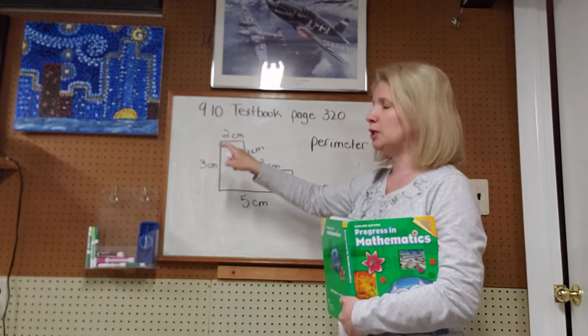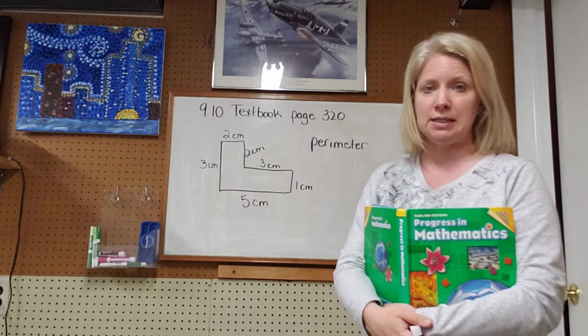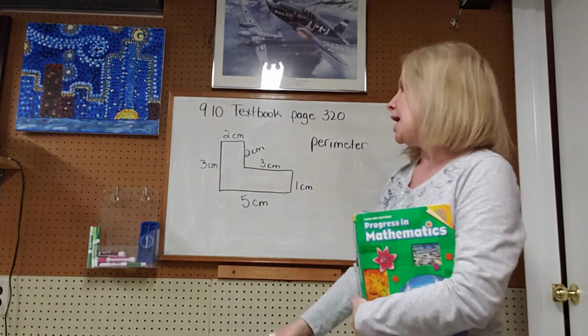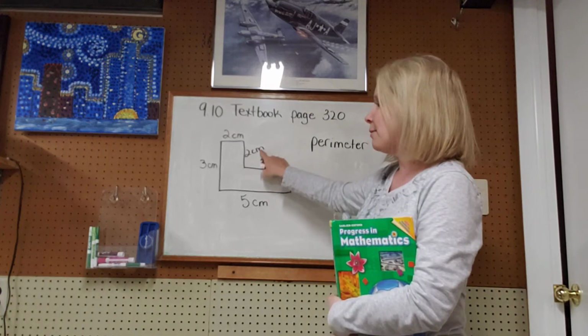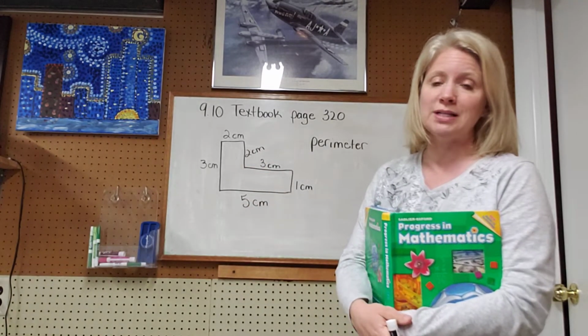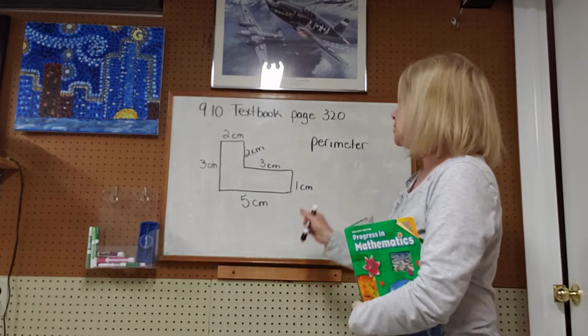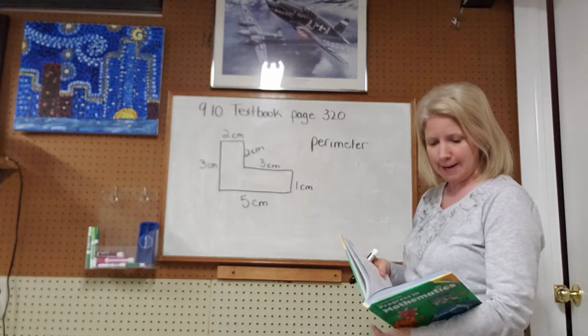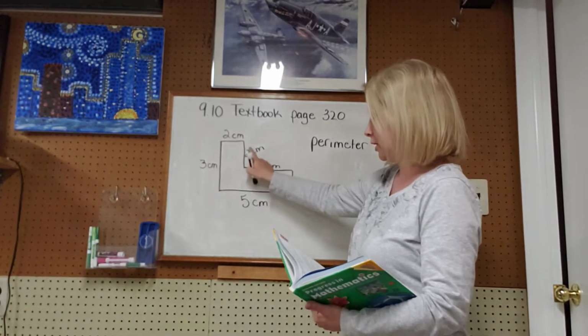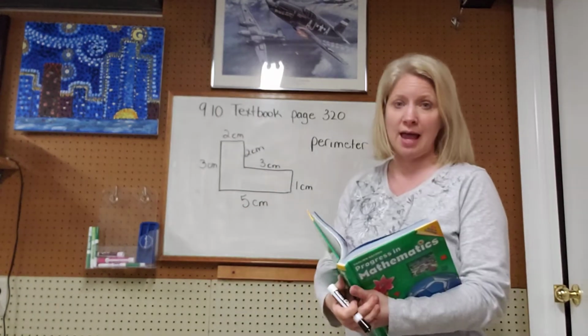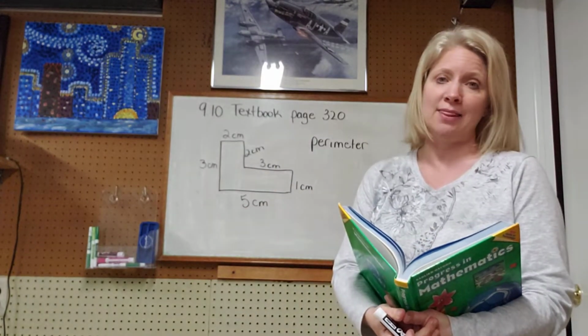And it's important to see what the measurement, or the unit of measurement, is. And for here, it is cm, which is the abbreviation for centimeters. So perimeter is the distance around any figure, and to find out, you just add them all together.